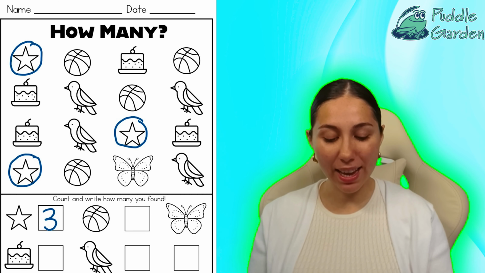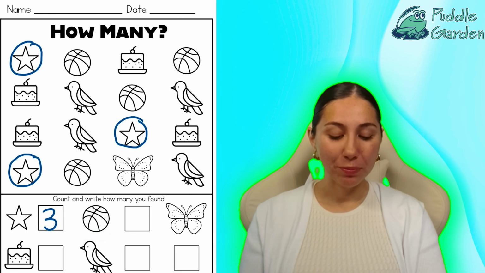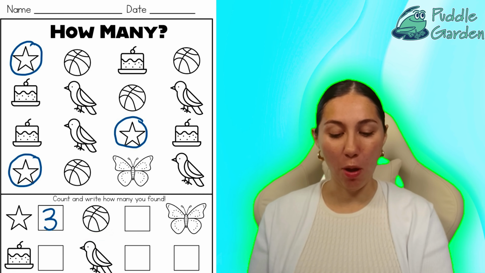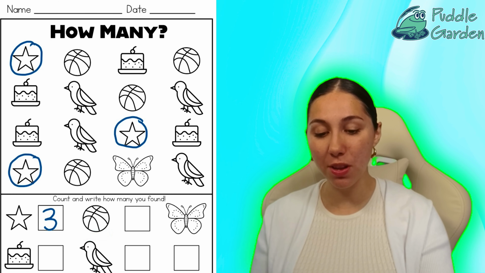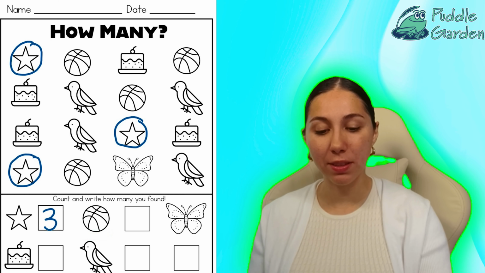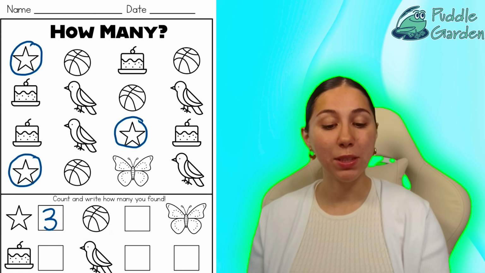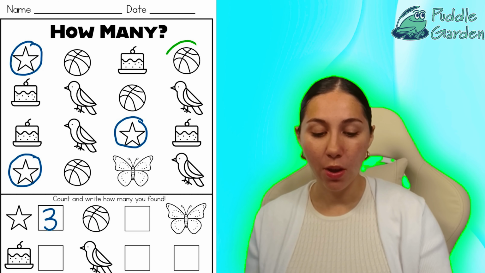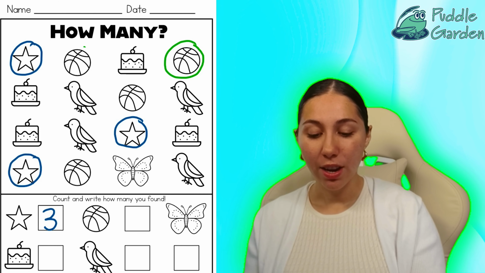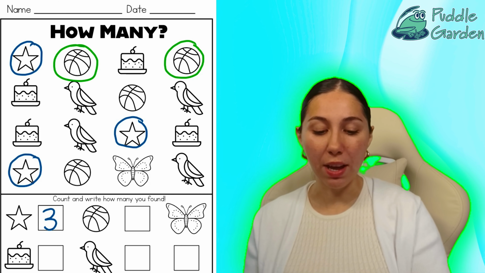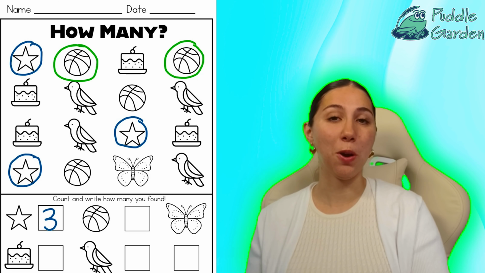Next up is a basketball. We want to find how many basketballs we have. So let's go in and circle our basketballs. I see that we have one up top, so let's circle that one. 1, 2, we have 2 up top. Do we have any in the next row?